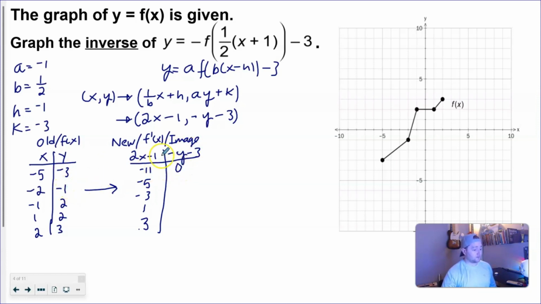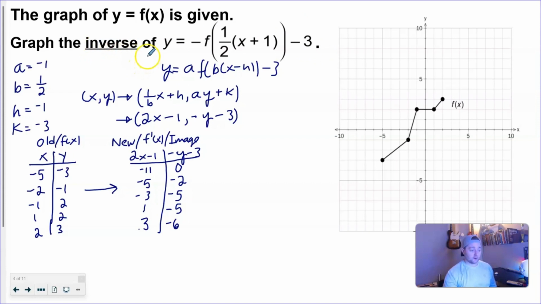-1 is 1. Minus 3 is -2. And then -2 minus 3 is -5. And then -3 minus 3 is -6. So that is my image, my non-inverse transformation function. So this is basically this guy without even considering the inverse.